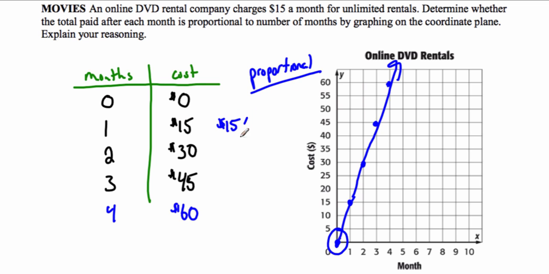We could have done the same thing by looking at our data here. $15 per month. $30 divided by 2 would be $15 per month. So it gives us the same information as if we were to find each of our unit rates and compare them, but that quick visual of being able to look at the graph makes it a little bit faster for us. Is it in a straight line, and does it pass through the origin? Those are our 2 requirements for being a proportional relationship.